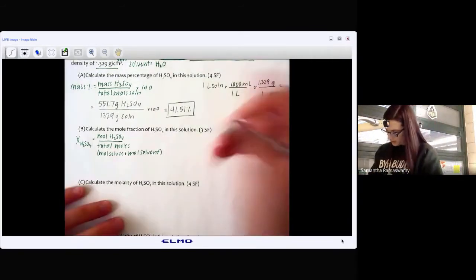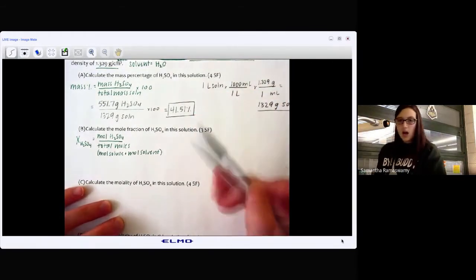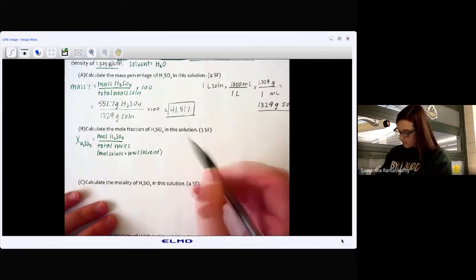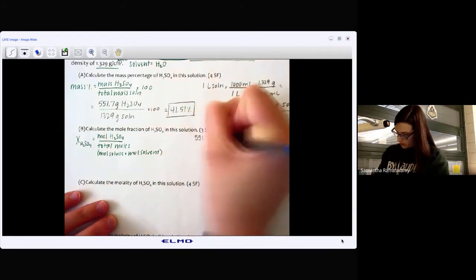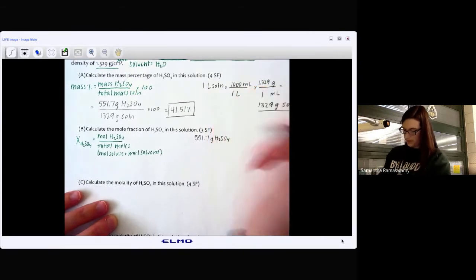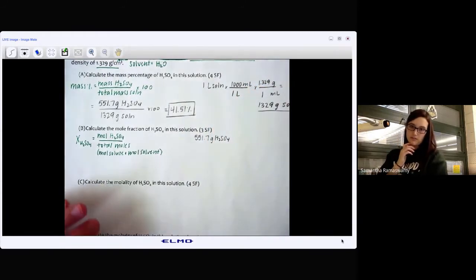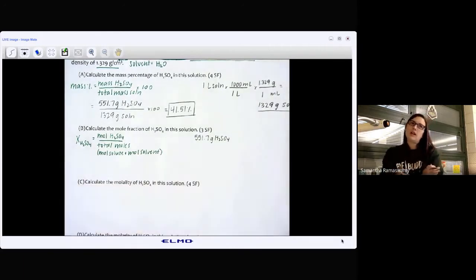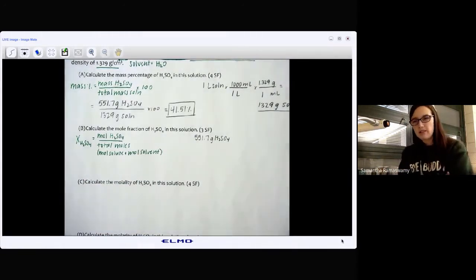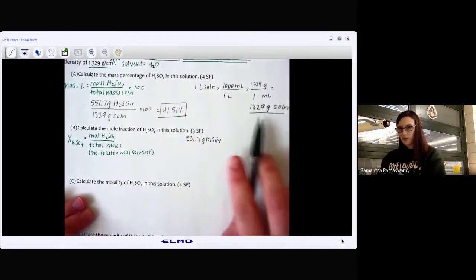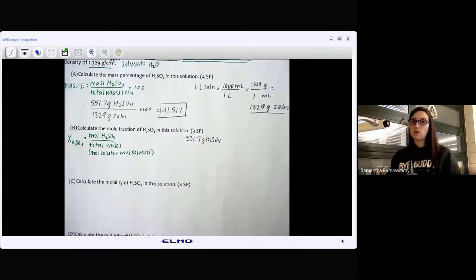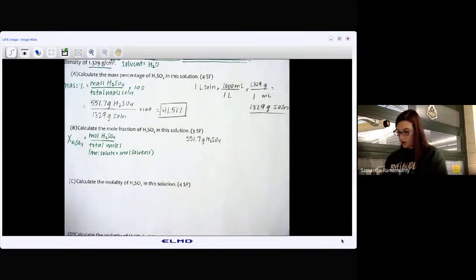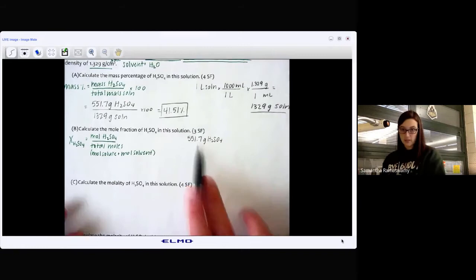Okay, so over here off to the side, I'm going to solve for moles. So I know my solute, 551.7 grams of H2SO4. That's my solute. Well, if you look at this and you're like, well, how much solvent? Well, here's our total mass of solution. Solutions consist of solute and solvent. So if this is the solute, the rest of it must be the solvent.